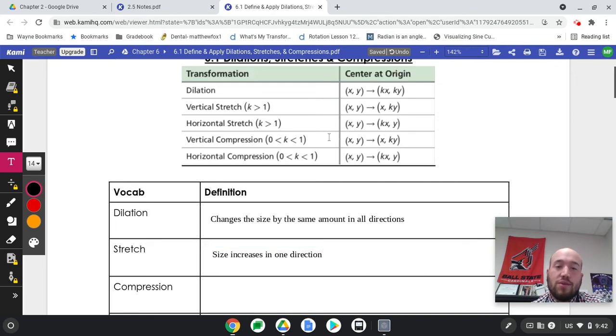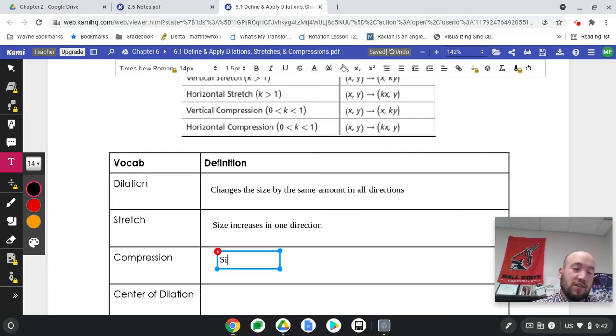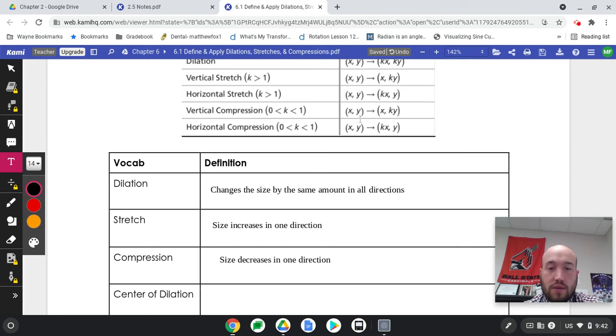And then the last one, compression. This is when it gets smaller. Compress, it gets pushed in. So compression, the size decreases in one direction. So if we look here, if it's between 0 and 1, if we multiply it, it will get smaller.